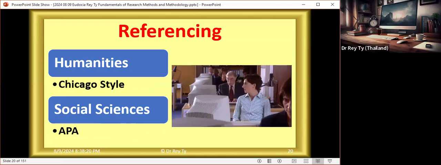Oftentimes, in the humanities and philosophy, they use the Chicago style. This is as a rule of thumb. In the social sciences, especially education or psychology, they use APA. There are many other systems. You have Turabian, ALA, MLA, Harvard, but these are the major ones. Okay, so in the social sciences, you use APA.